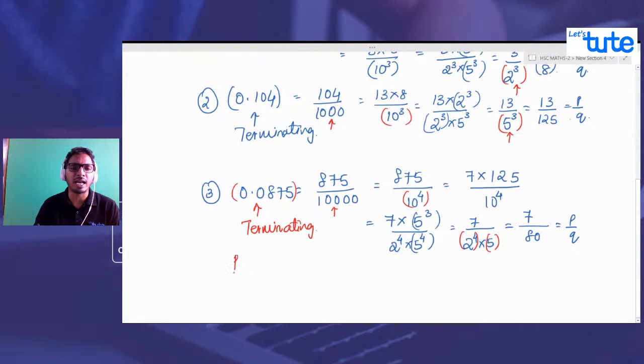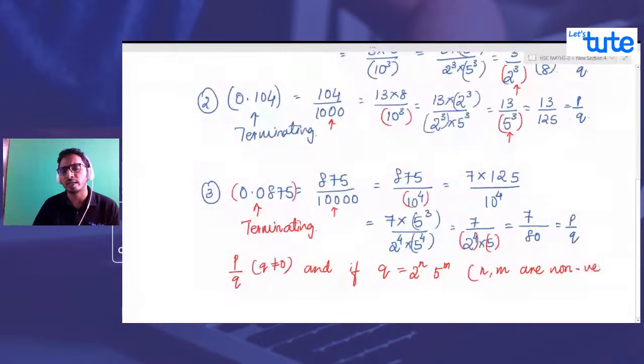If we have a rational number p by q where q is not equal to 0, and if q, the denominator, has prime factors 2 and 5 with some powers, we don't know what powers they have, where n and m are non-negative, in this case we will always get a number which has terminating digits after the decimal. So this is quite an interesting fact.